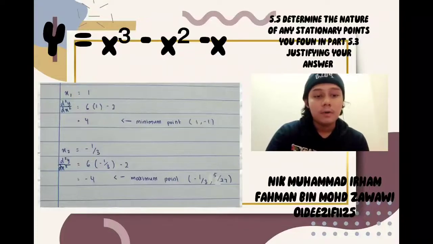The minimum point is 1, -1. If x2 equal to -1 over 3, so d2y over dx squared is equal to 6 multiplied by -1 over 3 minus 2. So the answer is -4. So the maximum point is -1 over 3 and 5 over 27.